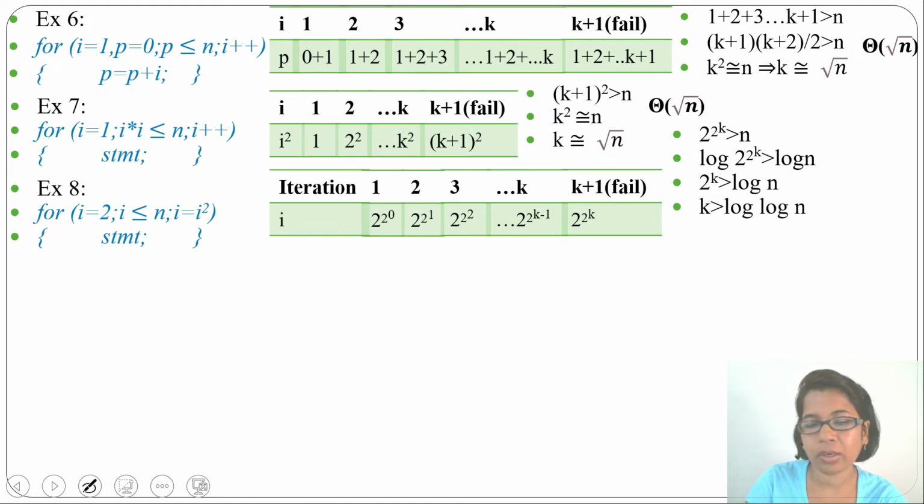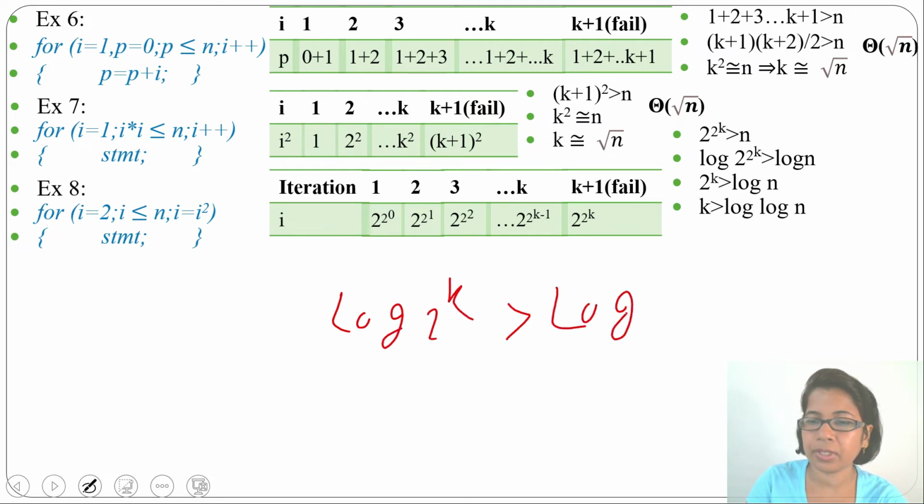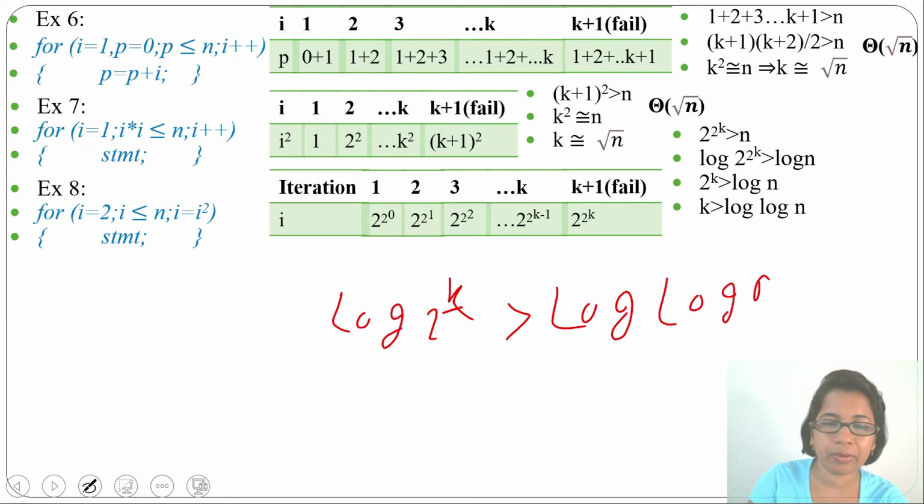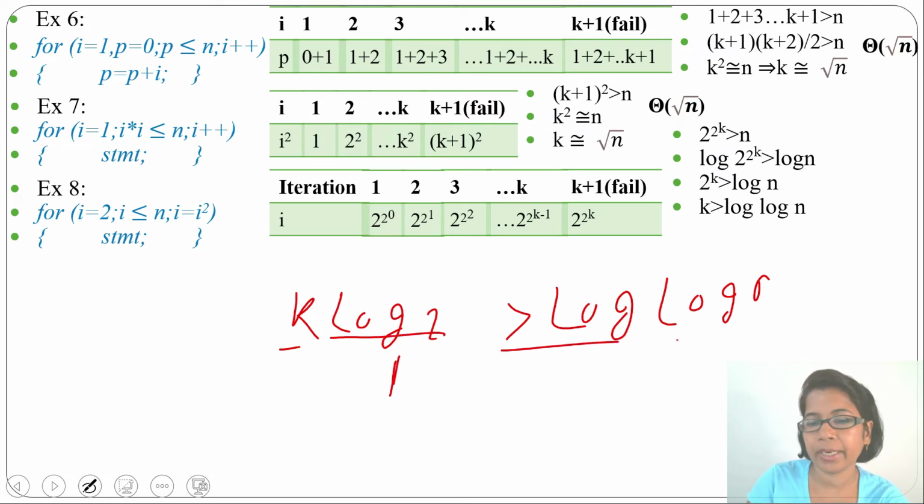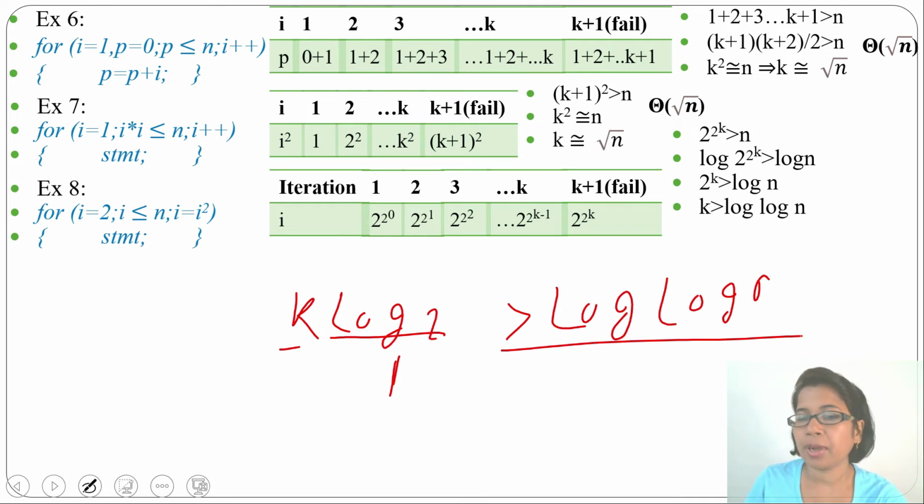You can take log on both sides, so it will be log of 2 power k greater than log of log n. Now this k you can take to the left side, so you can write k here, and this log 2 value is 1, so k will be greater than log of log n. So approximately you can write k equals log of log n, and running time is theta of log n.